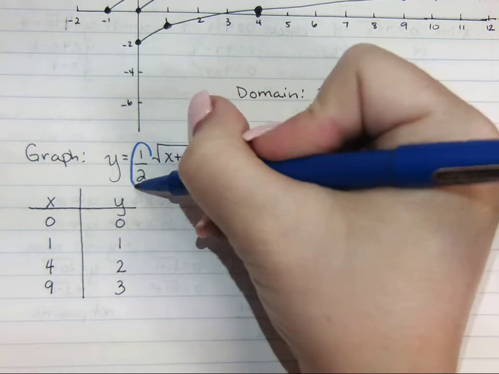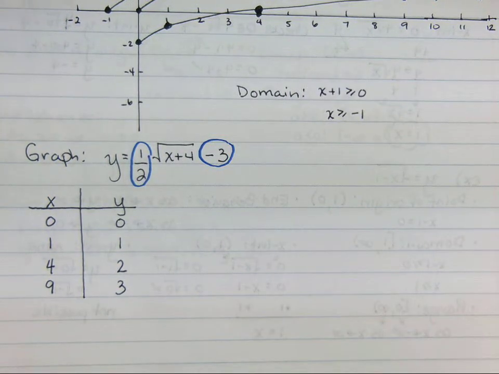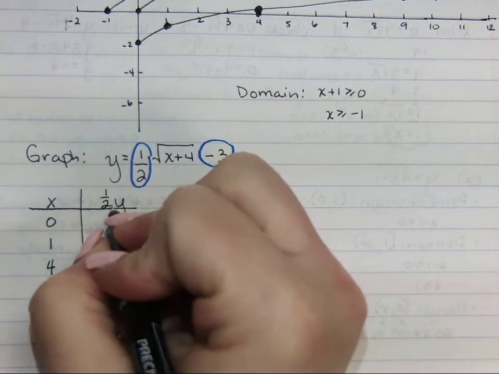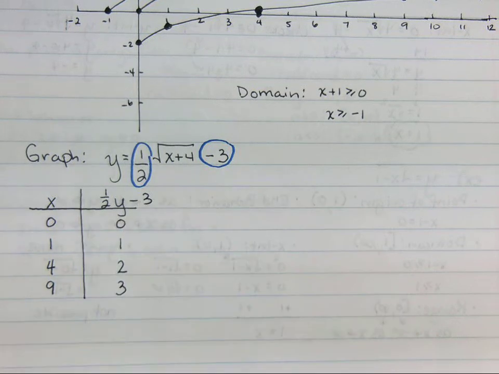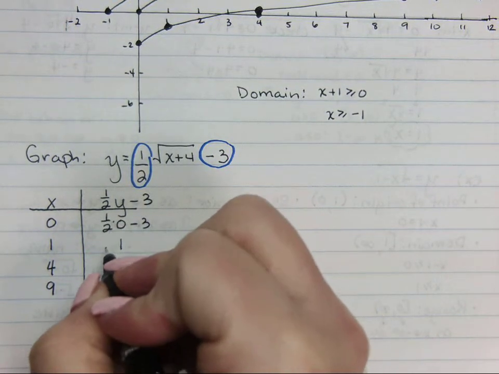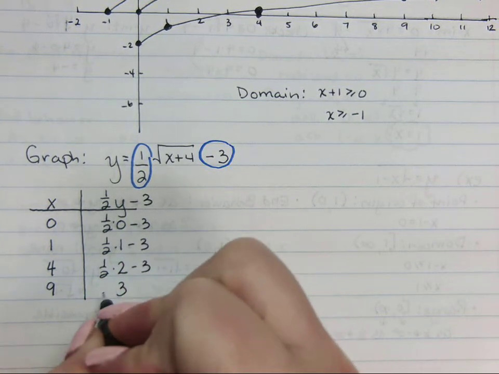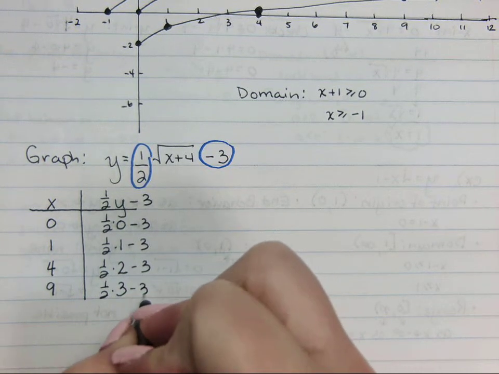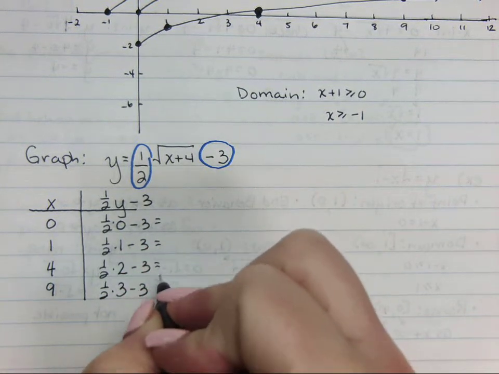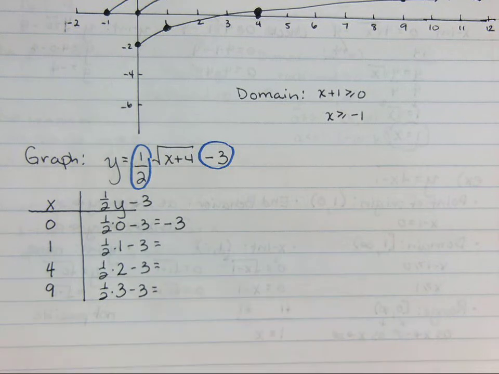So this is on the outside of the radical. So just as we had done with trig functions, to this output, I need to perform the order of operations of multiplying by 1/2 and then subtracting 3. Right. And so the order of operations take precedence when you're attached to the y values. So this is going to shift the graph down by 3.